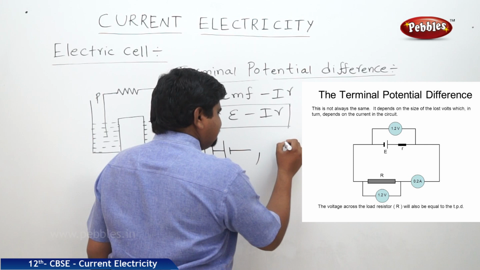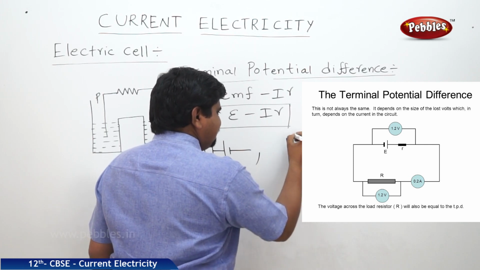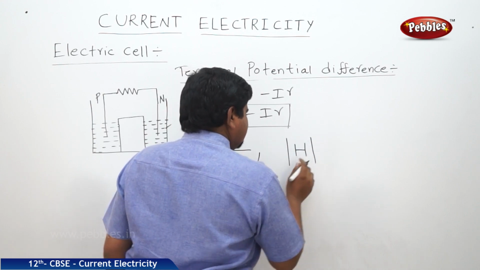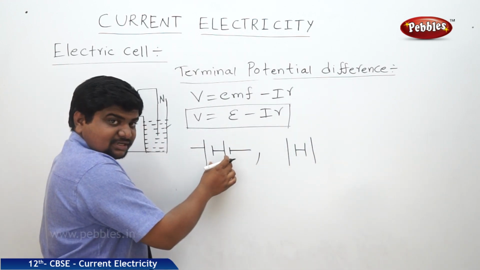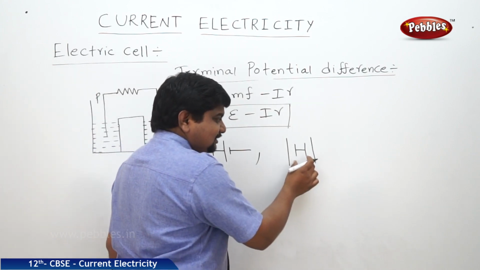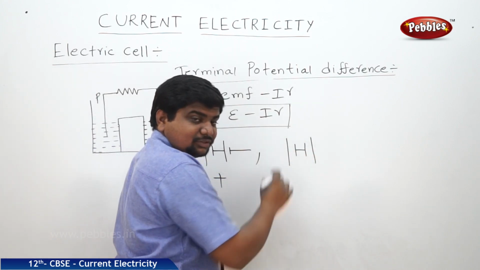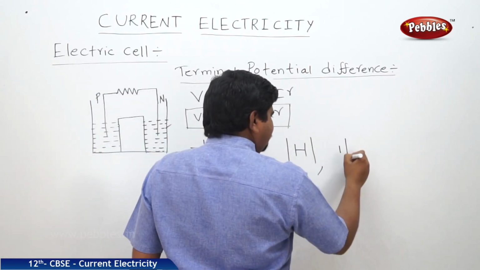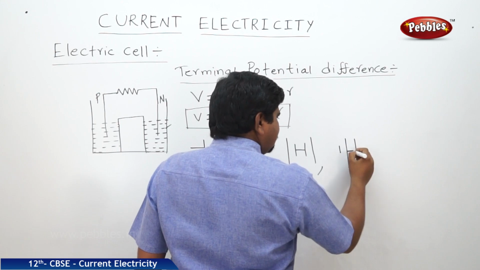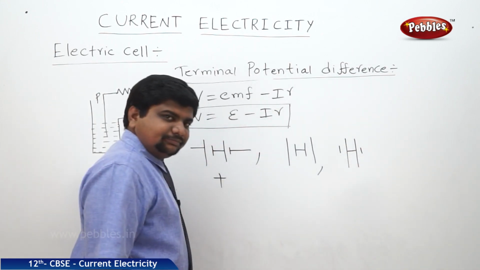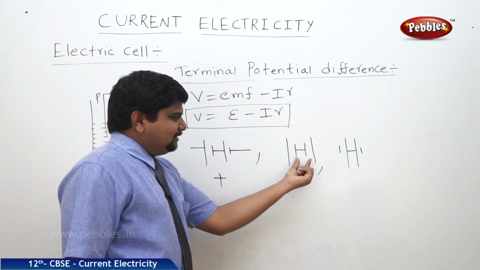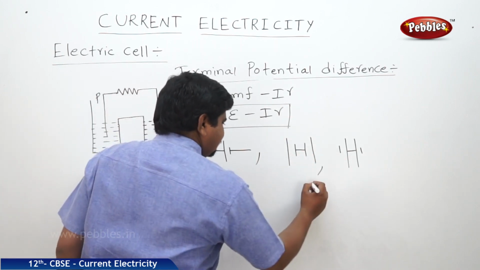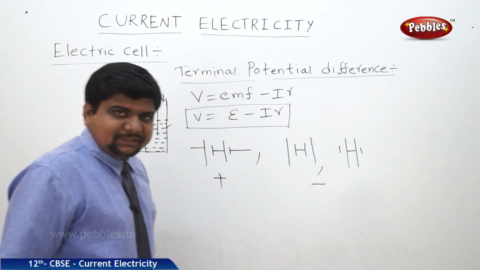Whenever cells are grouped, the same terminals are connected like this. Here it is the connection between the opposite terminals of two cells. Here it is the connection between the same terminals of the two cells. Negative and negative is connected, or we can draw like this also, positive and positive is connected. So whenever the connection is between like poles or like terminals of a cell, then we can write E minus Ir.